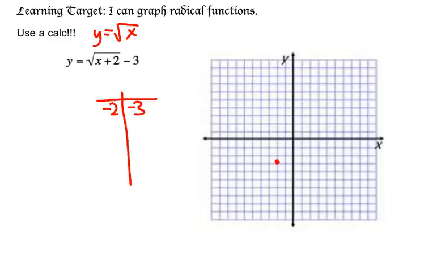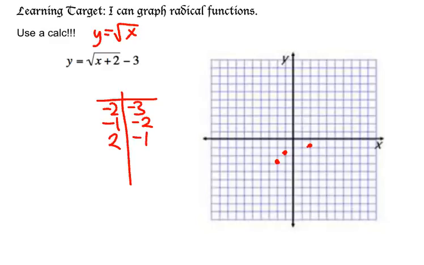And then from there, we can find more values. Now, I typically pick values that are going to give me nice roots under there, so I might start with a negative 1, because negative 1 plus 2 is 1, and the square root of 1 is 1, and then 1 minus 3 is negative 2. That gives me a nice point to graph. I might skip 0 and go all the way up to 2, because 2 plus 2 gives me 4. Square root of 4 is 2, minus 3 is negative 1.